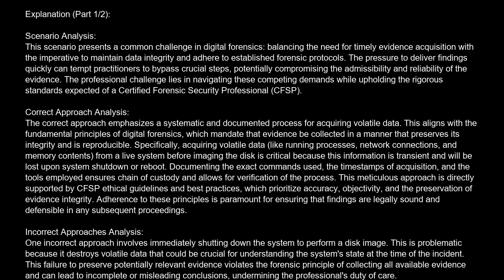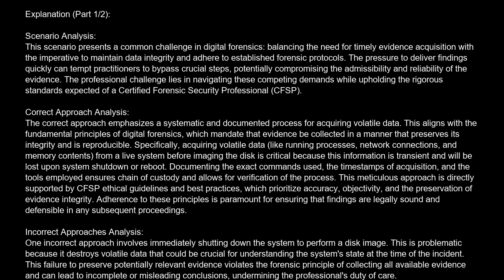Explanation. Scenario analysis. This scenario presents a common challenge in digital forensics, balancing the need for timely evidence acquisition with the imperative to maintain data integrity and adhere to established forensic protocols. The pressure to deliver findings quickly can tempt practitioners to bypass crucial steps, potentially compromising the admissibility and reliability of the evidence. The professional challenge lies in navigating these competing demands while upholding the rigorous standards expected of a certified forensic security professional, CFSP.